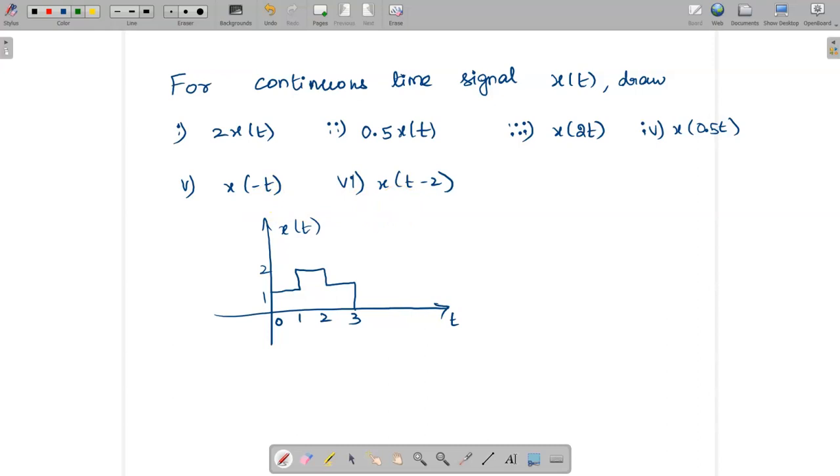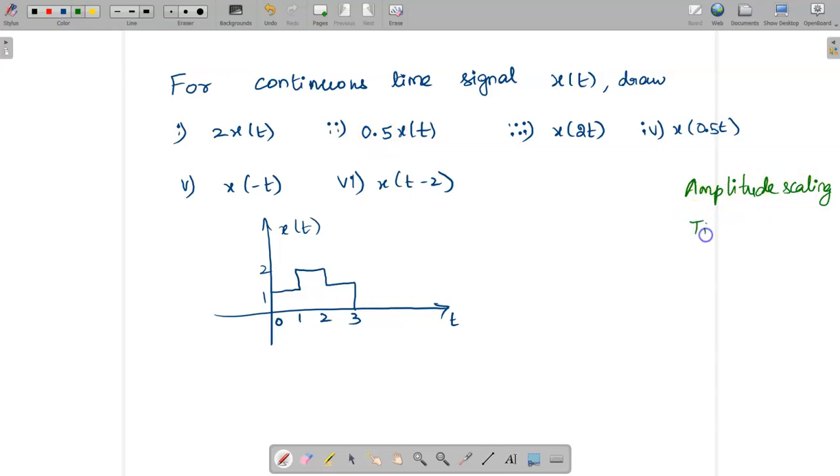First of all, we have to know a few operations on the continuous time signal. One is amplitude scaling, where the amplitude of x of t is multiplied by some constant, like 2.5. Such an operation is nothing but amplitude scaling.